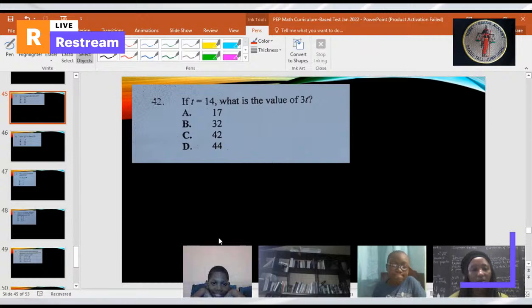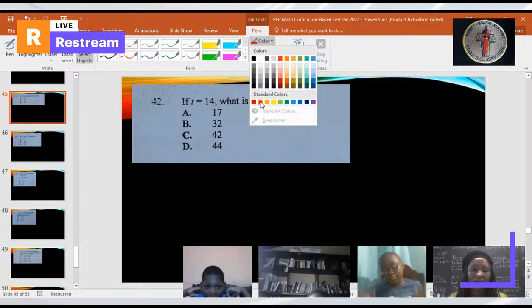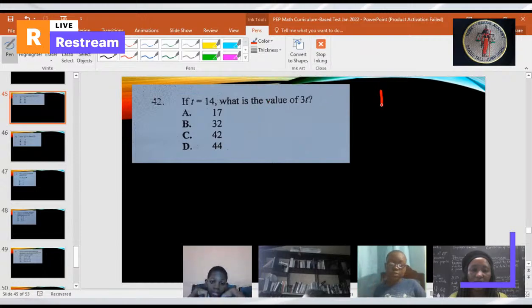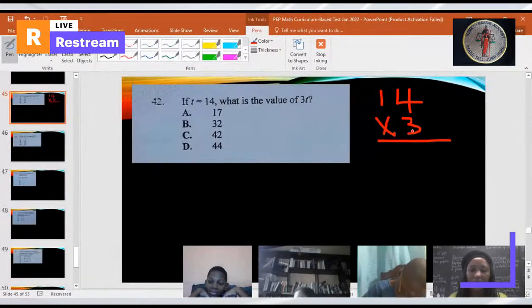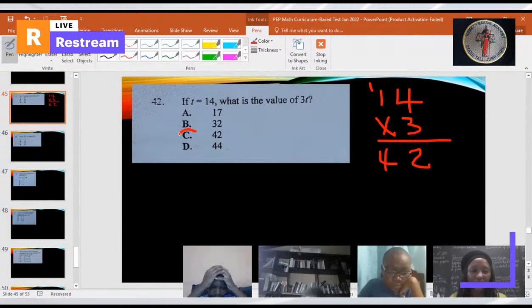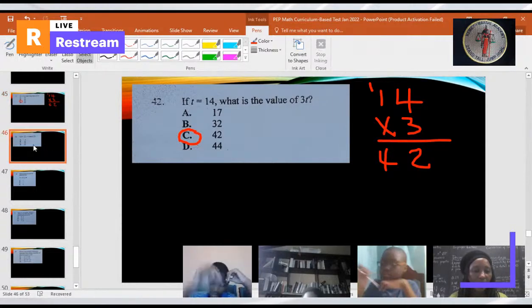Okay, Miss. Number 42. If t equals 14, what is the value of 3t? Miss, the answer is 42. All right. So t is 14, so 3t would be 14 times 3. 3 times 4 is 12, 3 ones, 3 and 1, 4. All right. So you are correct, sir. That very difficult question there, you got it right.